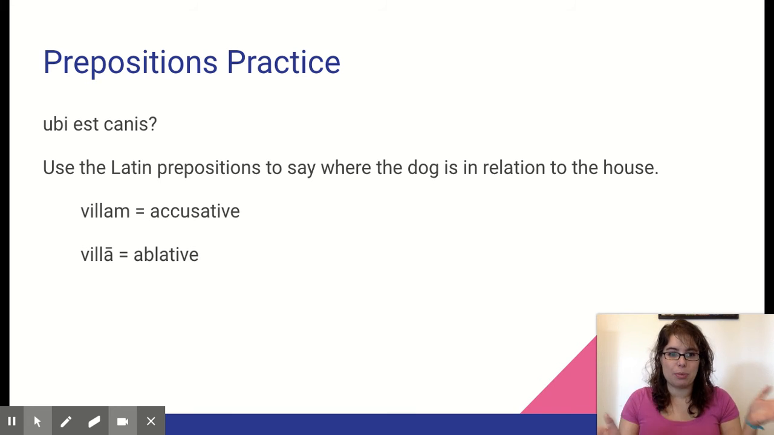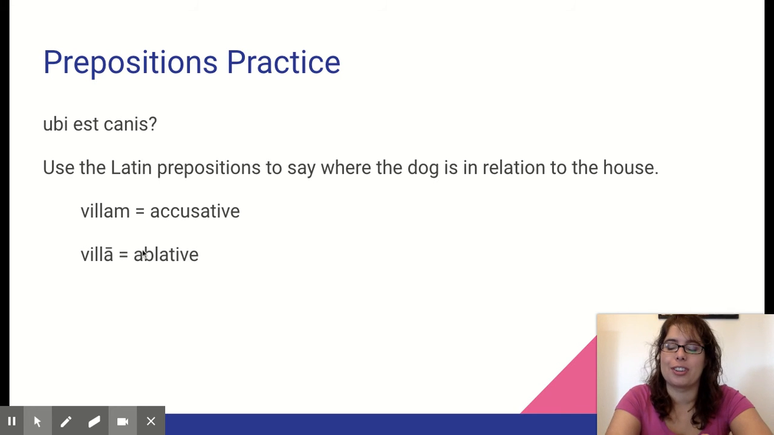If you haven't, at this point, pause the video, go back, and make sure you have all of your prepositions written down with what they mean, whether they take the accusative or the ablative, so that you can participate in this video practice, because usually I'm doing this in class where I get the repeat back at me and things like that. So you guys just kind of have to do this on your own.